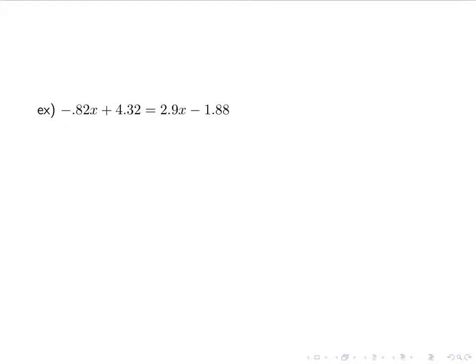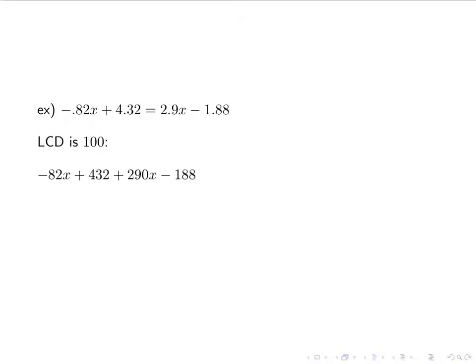So let's try one more. Negative 0.82x plus 4.32 equals 2.9x minus 1.88. So when I look at all my numbers and I say, what is the most decimals that I have? And again, that's 2. So my LCD is 1 with 2 zeros, or 100. And then I'm going to multiply everything by 100. So I'm going to move the decimal over twice for each of them.